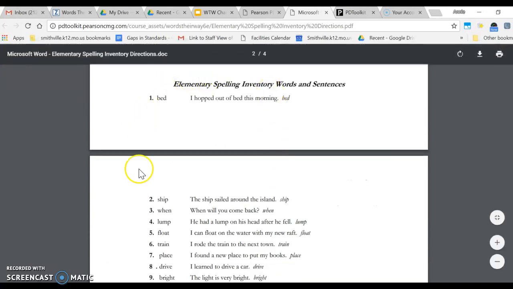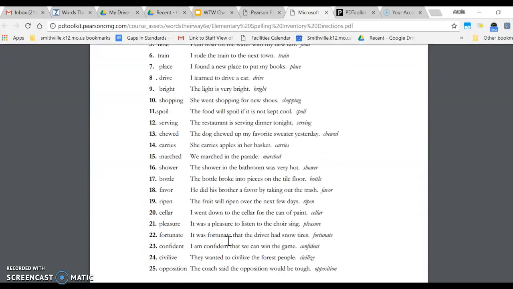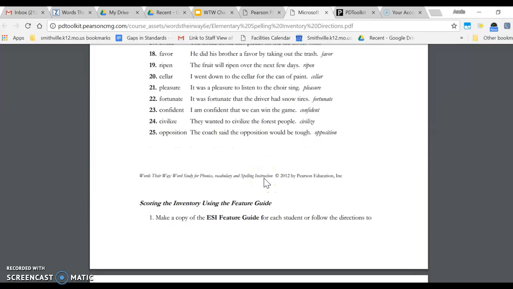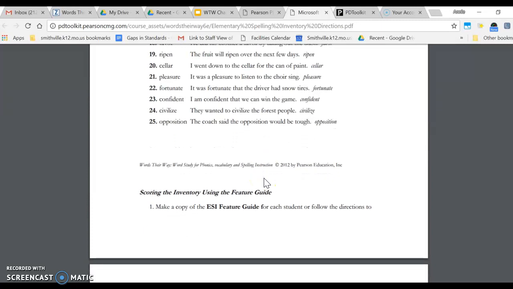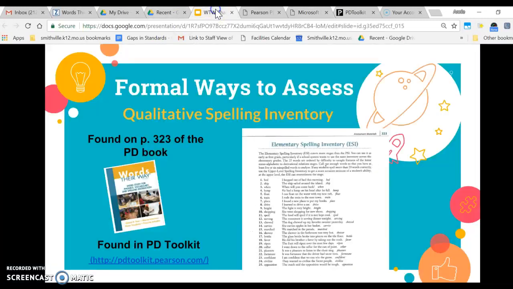The actual spelling test is right here, and you're going to give that honestly. It's like a traditional spelling test. We use the information much more differently than we do traditional spelling, but the administration of the test is very similar. And then the rest of it is going to show you how you analyze the assessment. Let me go back here.